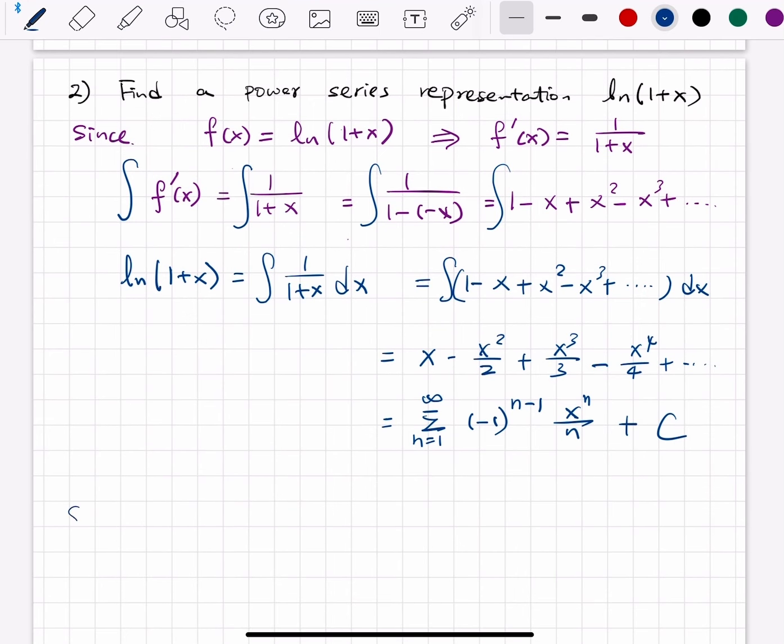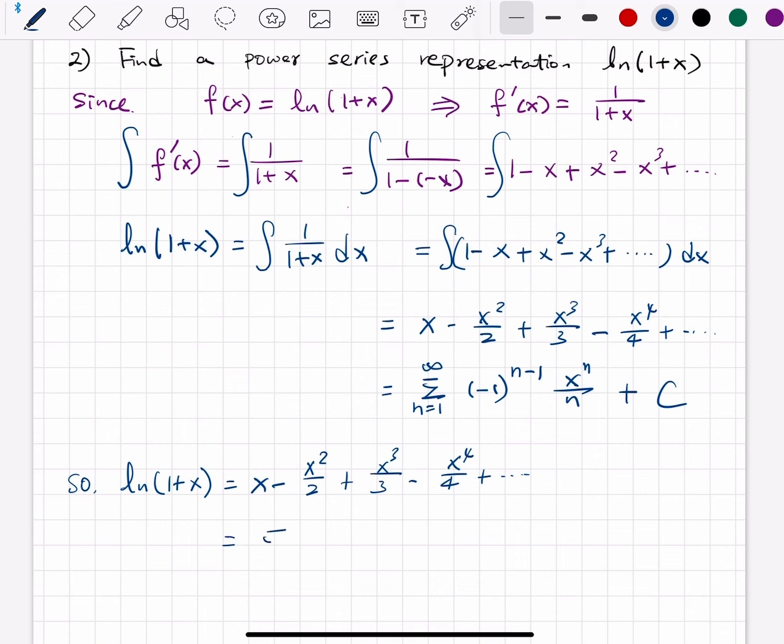So putting everything together, ln of 1 plus x is going to be equal to x minus x squared over 2 plus x cubed over 3 minus x to the 4th over 4. This is the expanded form. In the more condensed series form, it is the summation n equal to 1 to infinity of negative 1 to the n minus 1 times x to the n over n, with the absolute value of x less than 1. And then the radius is going to be 1.